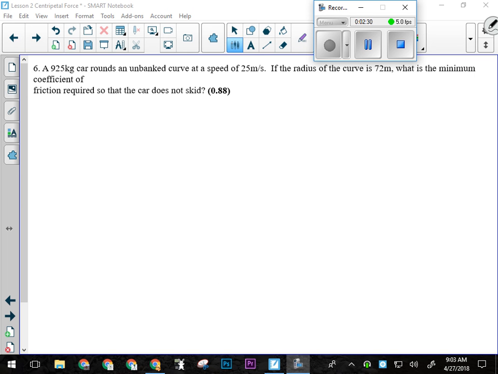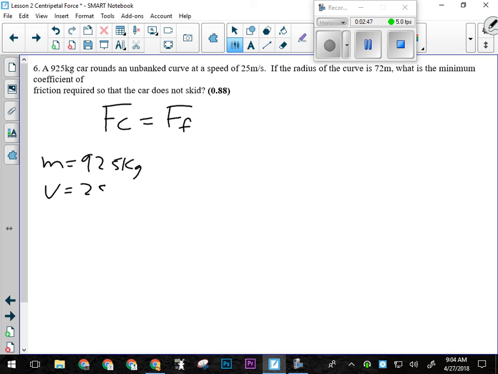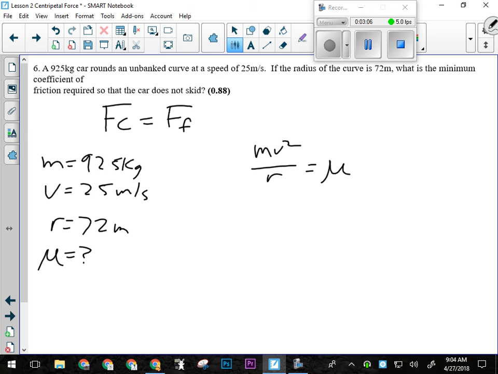Okay, so for number 6, we have an unbanked curve. And as soon as we see unbanked curve, we need to write down what's providing the centripetal force, force of friction. Our other givens are the mass of the car, although that's not going to be important, the speed, and the radius of the curve. We're looking for the coefficient of friction, mu. Since this is our setup, we can say that mv squared over r, so centripetal force, equals the force of friction, mu times the normal force, which on a level surface is equal to gravity.